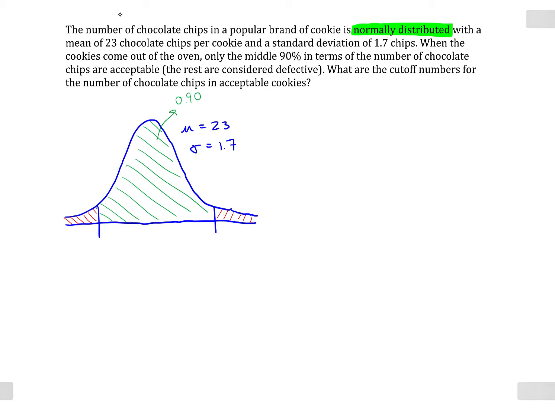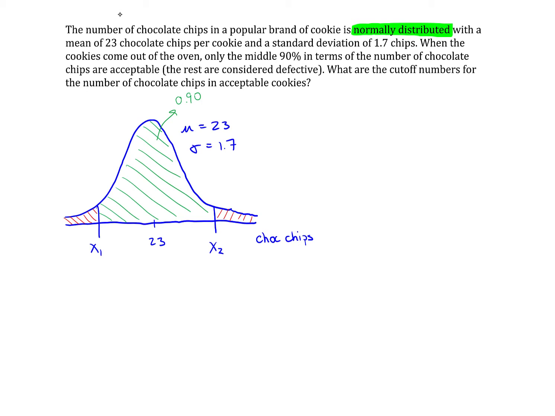When I have a mean of 23, that's right in the center of the distribution, and this axis is labeling the number of chocolate chips. So what I'm looking for here are two values. This lower x value I'll call x1, and this upper x value I'll call x2, which are separating the middle 90% from the extraneous values. But I need to know how many chocolate chips that is in order to make a distinction. So here's how we'll go about that.